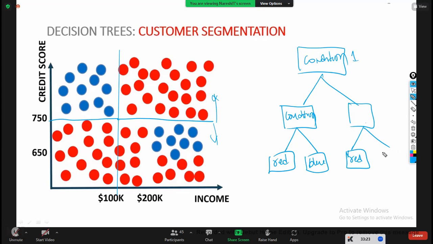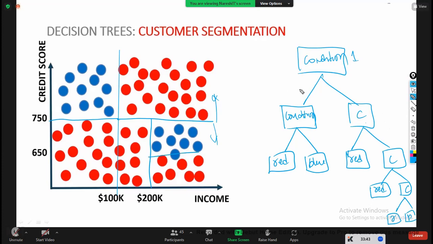I'm going to write one more condition. The one more condition is this one. Using this condition, below one more side is red color and right side is again red and blue. I am writing one more condition. Now finally, by using this one, I have got red and blue.